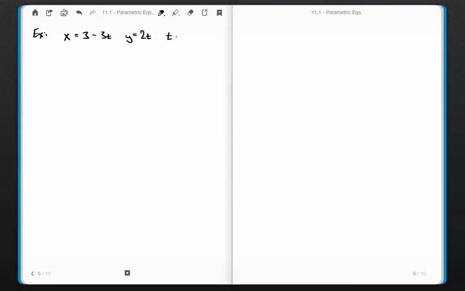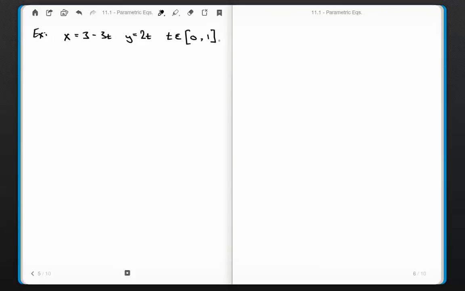But I do have a couple examples I'd like to do, and my first example, and this is kind of similar to what you will do in your homework, is this. Let's say that my parametric equations are x equals 3 minus 3t, and y equals 2t, and t is an element of the interval that goes from 0 to 1.